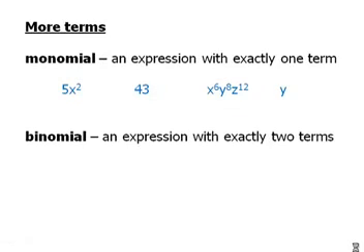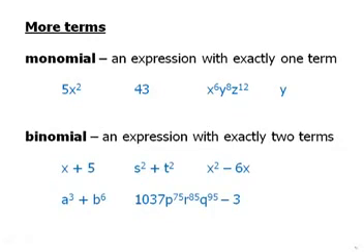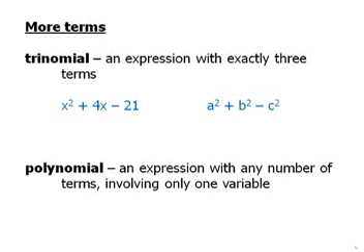A monomial is an expression with exactly one term. All of these are monomials. They are single terms. Could be just a number, could be just a variable, or a product of numbers and variables. A binomial is an expression with exactly two terms. Here are a bunch of binomials, some of them simple, some of them not so simple. A trinomial is an expression with exactly three terms. And those are some examples of trinomials. Now, we don't have to worry about what if there are 4 terms, what if there are 5 terms. We don't need to worry about the words for those.